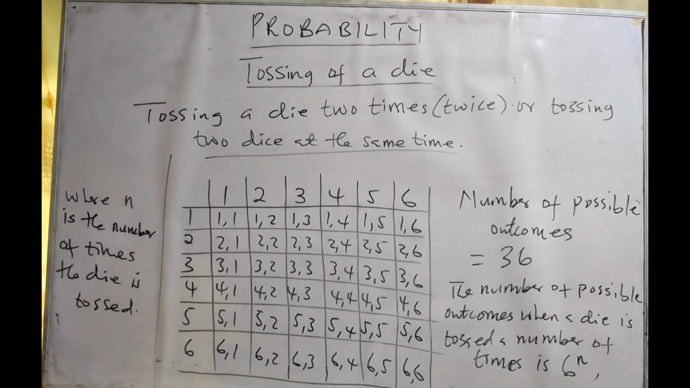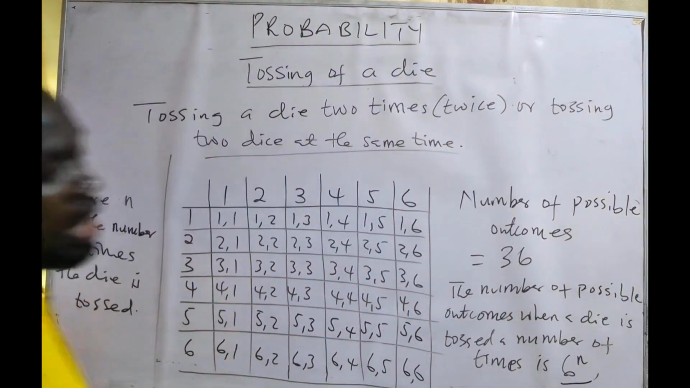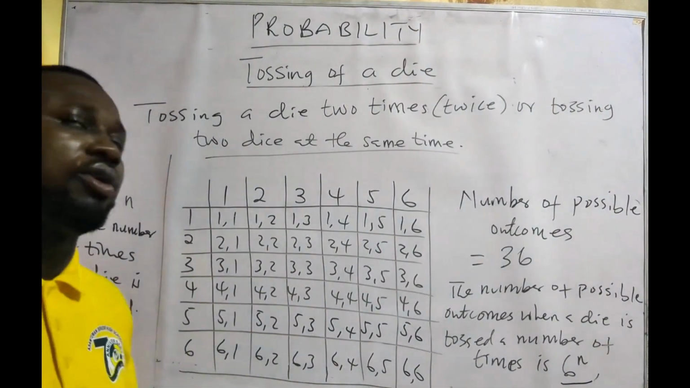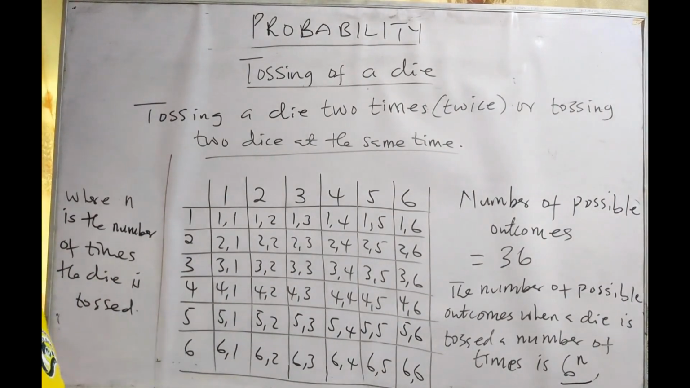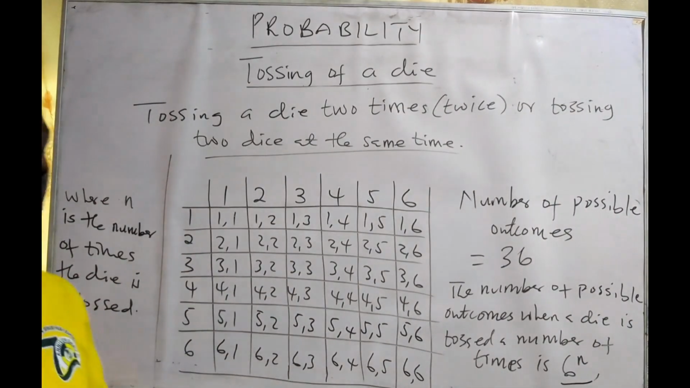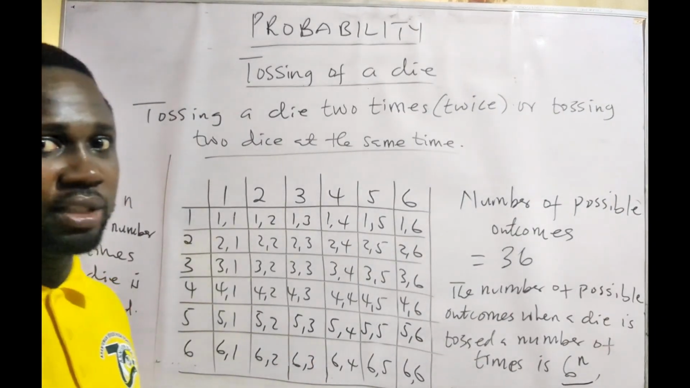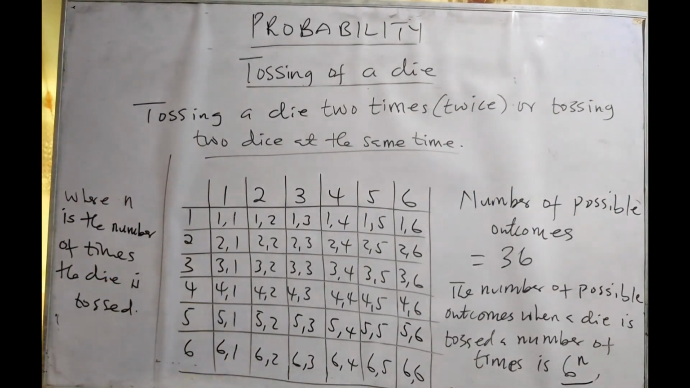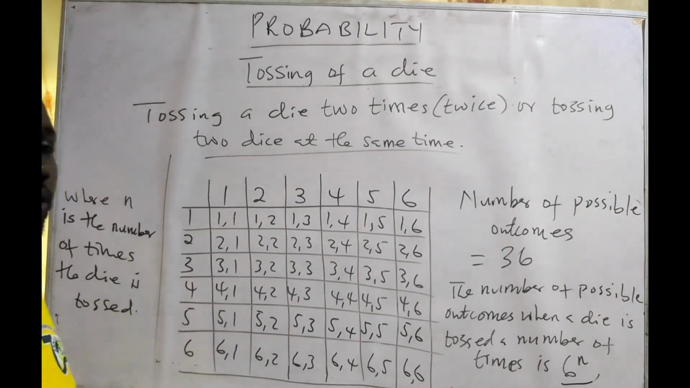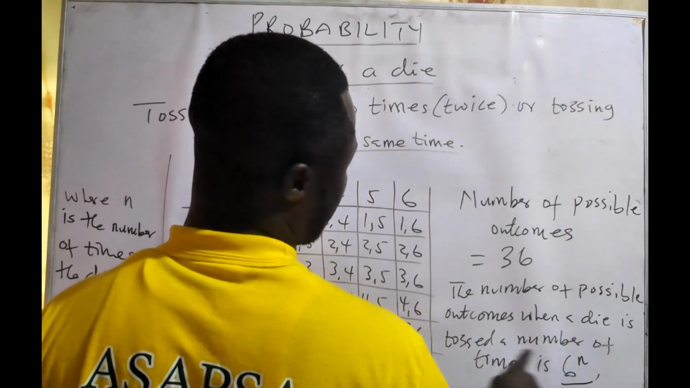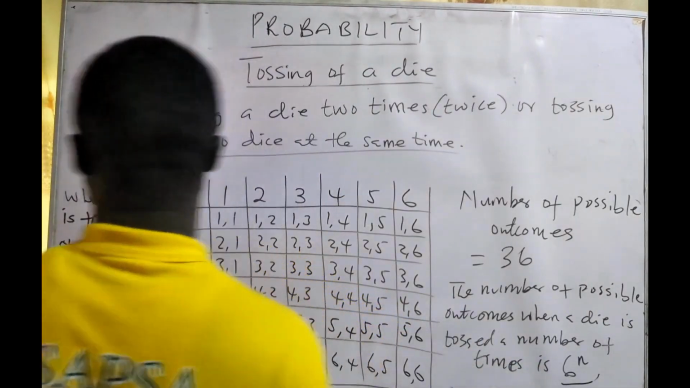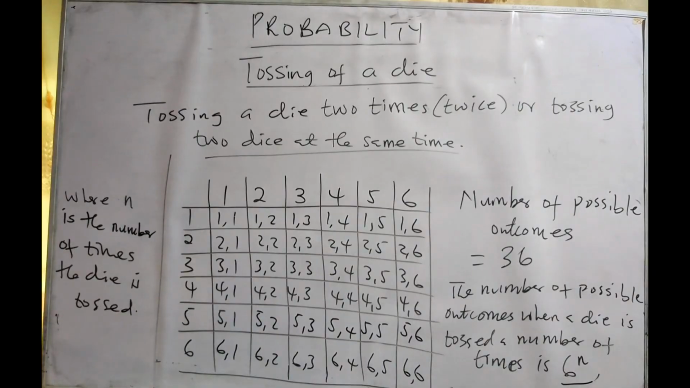Sometimes in objective questions they can ask you: a die is tossed 10 times, what will be the number of possible outcomes? You don't have to be drawing it, or you will waste the whole day doing that. The die follows a certain pattern. The number of possible outcomes when the die is tossed a number of times is 6 exponent n, where n is the number of times the die is being tossed.